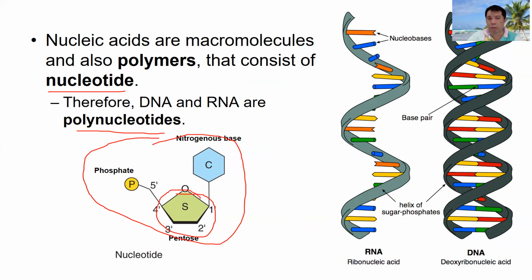Pentose is something you have learned in the carbohydrate subtopic. For nucleic acids, the pentose involved is either deoxyribose or ribose, depending on whether it is DNA or RNA. Then the pentose binds to the nitrogenous base at carbon 1, and also to a phosphate group at carbon 5. This is the structure of a nucleotide.